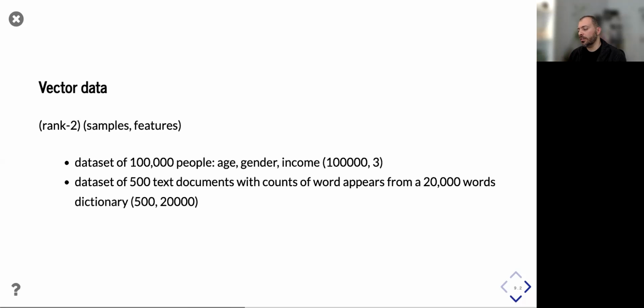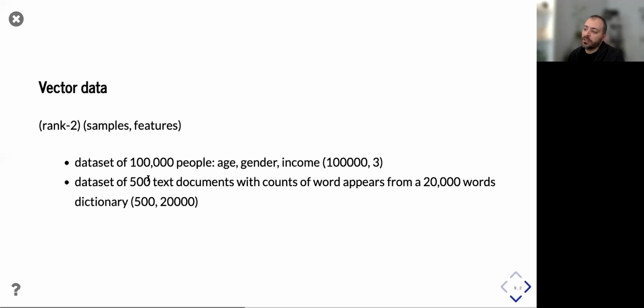And as I mentioned at the beginning, in TensorFlow, we don't feed to the model just one sample point. We feed batches of data. So we feed many samples. This is why we always have an extra axis at the beginning that holds the number of samples. For example, if we have a data set with 100,000 people, which means 100,000 samples, and for each one we have 3 features, the age, the gender, and the income, then we have vector data of rank 2, and it's 100,000 by 3. So this is an example of vector data.